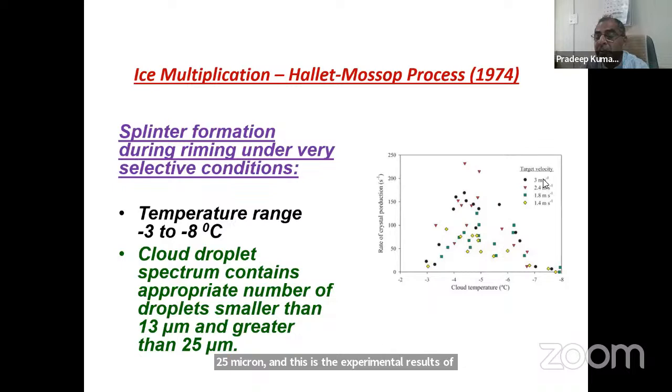At different impact velocities, they have done it. And this has a temperature range around minus 3 to minus 8, where this process can be operative. Wherein, during the collision of supercooled droplets with ice crystals, the ice multiplication can happen.